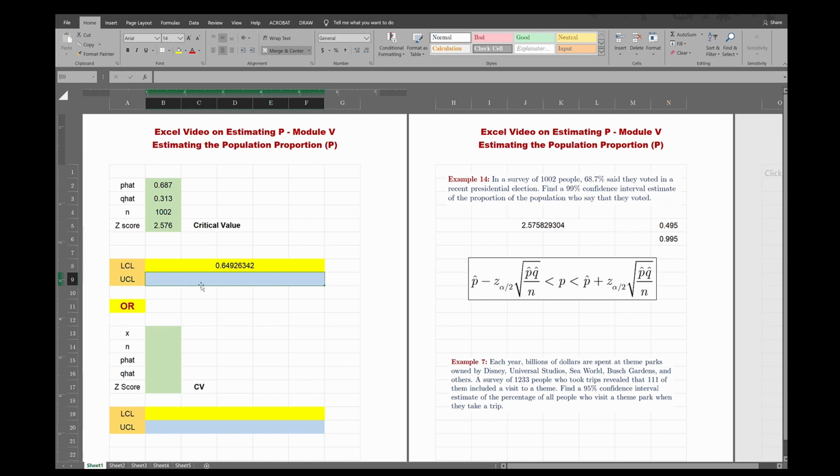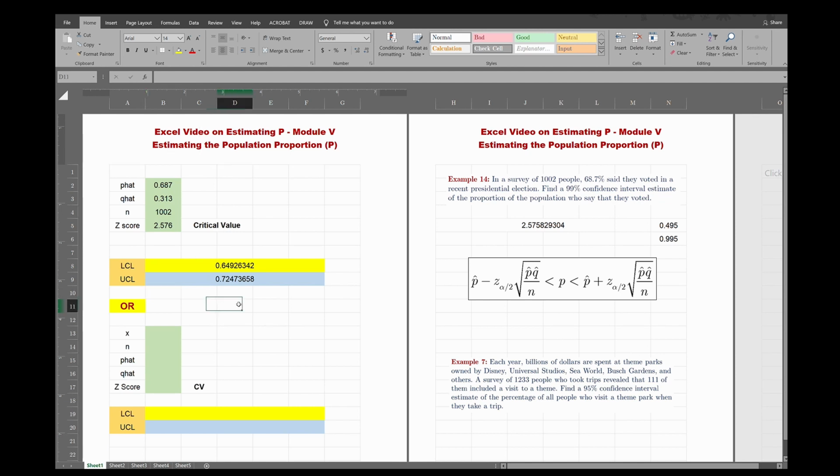Now let's do the right-hand side. I'm not going to copy and paste it, so I'm just going to type it again. For the upper class limit, it's again p hat, but this time plus the z-score times the square root of p hat times q hat divided by n. It's the same thing, with the plus and the minus.